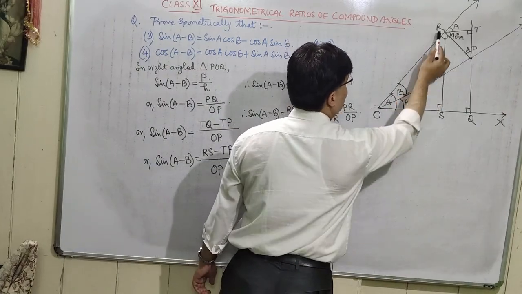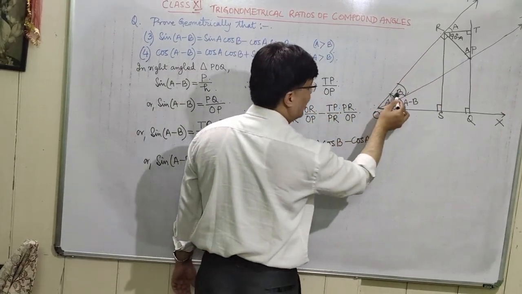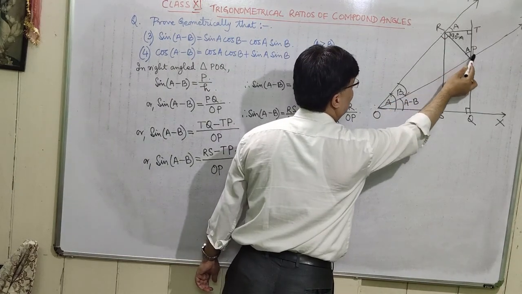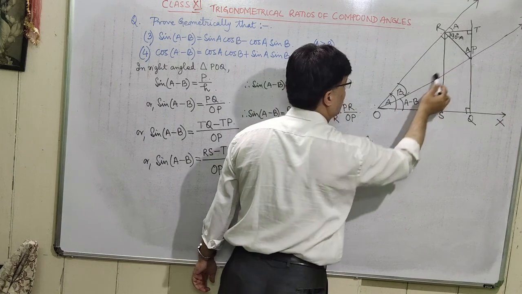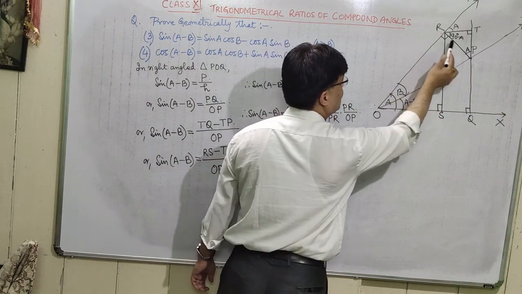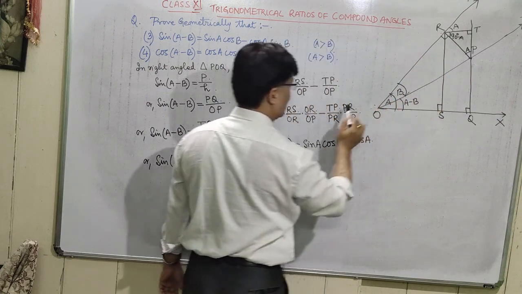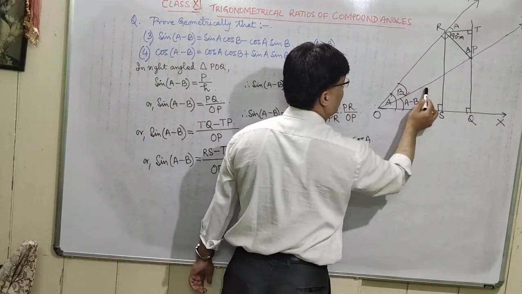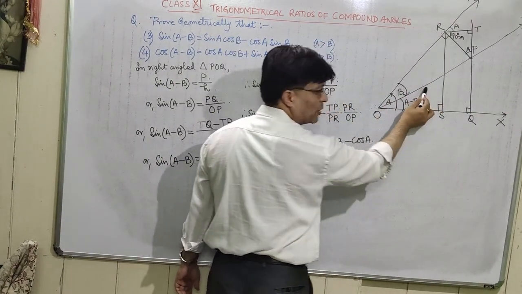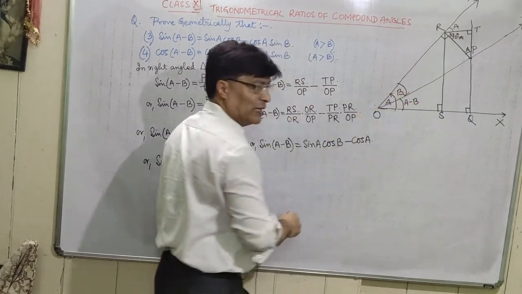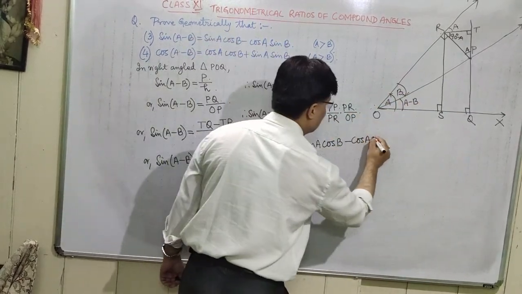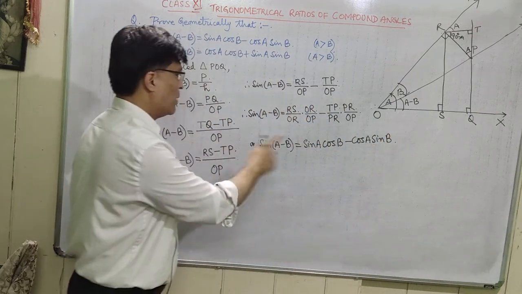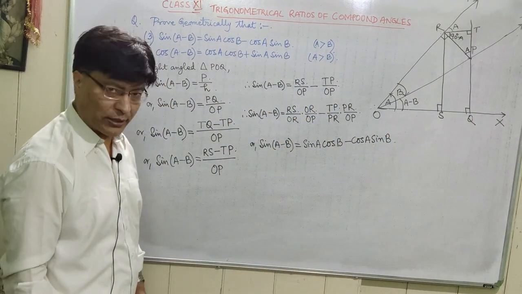Now POR is a right angle triangle. Here angle B is considered. The side opposite to the angle B will be the perpendicular. This PR is perpendicular, OP is the hypotenuse, OR is the base. So what is PR upon OP? That is P upon H, perpendicular upon hypotenuse, which is sine B. So here you can write PR upon OP is sine B. So we have proved the required result.